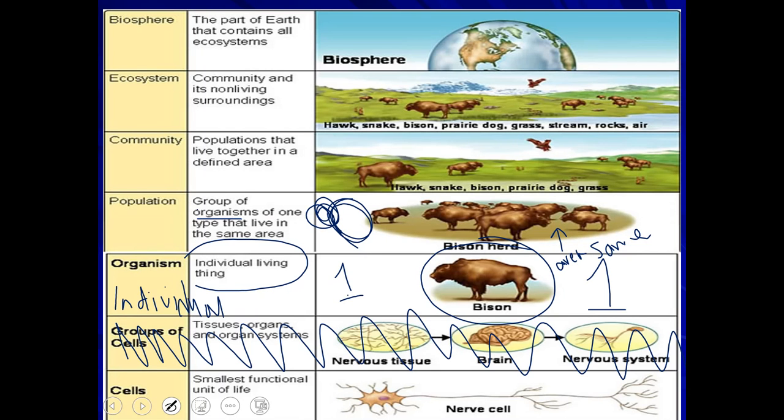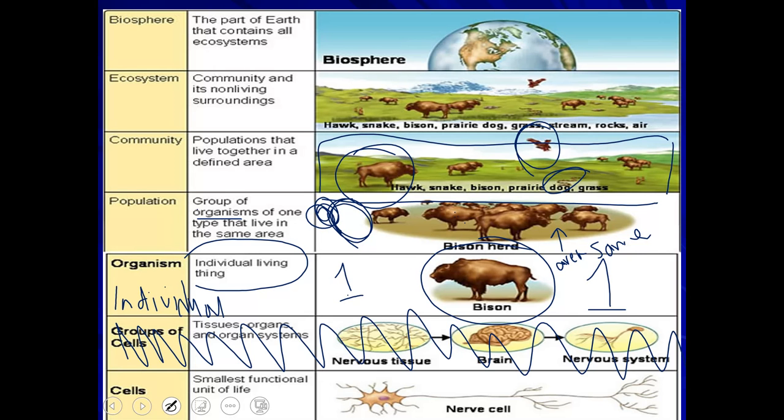Community, populations that live together in a defined area. So there's a defined area. So we know that those organisms live in an area. So we have more than one kind of population. So here we have the bison, which is the population we talked about here. And then we have a bird population. We have a snake population. We have a hawk, snake, bison, dog, grass. So this community is made up of different populations living in the same area.